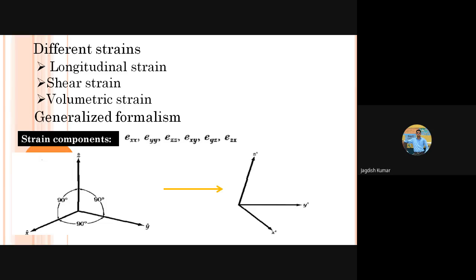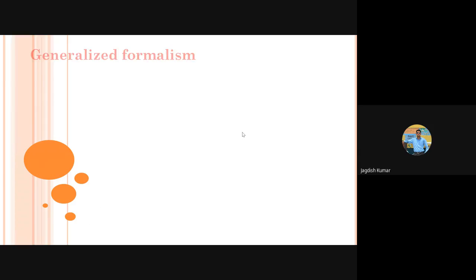Is this idea clear? Why are we choosing these axes? Is this clear? This analysis has been copied from Kittel's book, so I would recommend you go to Kittel's book for details.